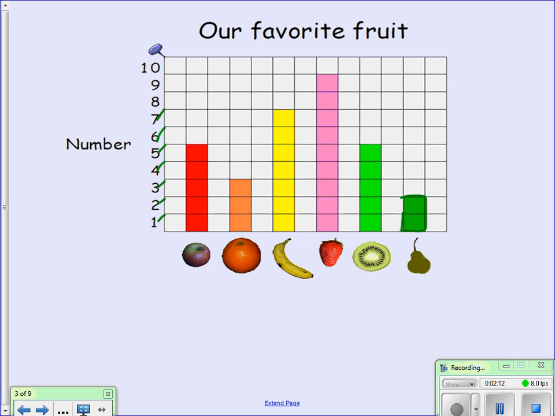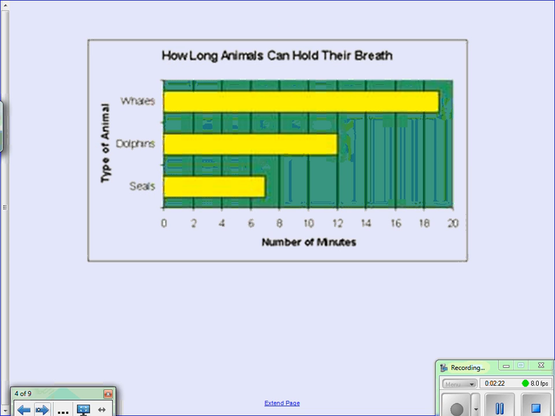Okay. Most times you see bar graphs set up like this, where the bars are going vertical, up and down. Sometimes we do see bar graphs where the bars are going horizontal. It's the same information, they just represent it a different way. So this one's how long animals can hold their breath. So we have 3 animals here on the side: whales, dolphins, and seals. Right? And then on the side here we have the numbers. And this one is in number of minutes. Label what those numbers are. These are number of minutes.